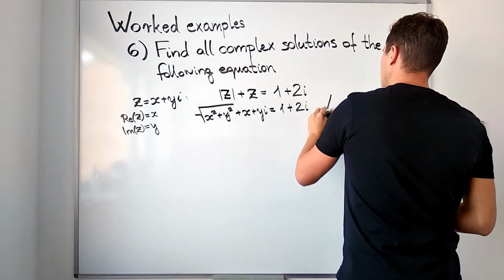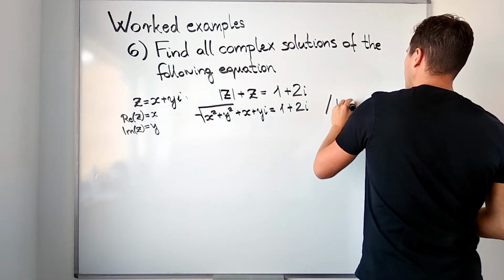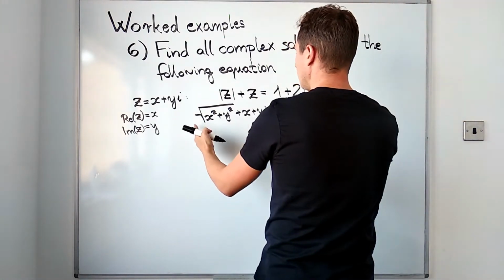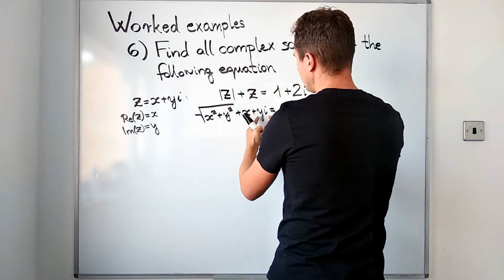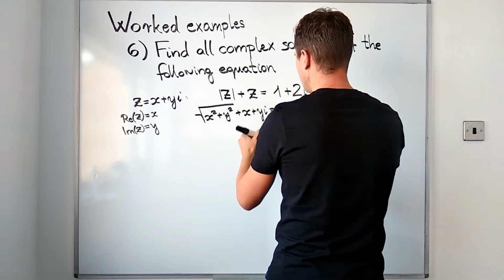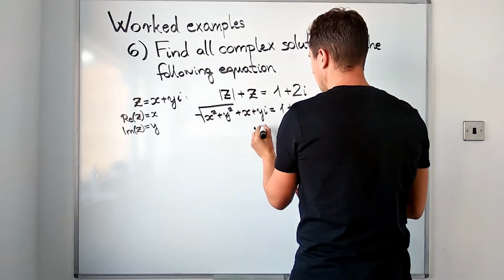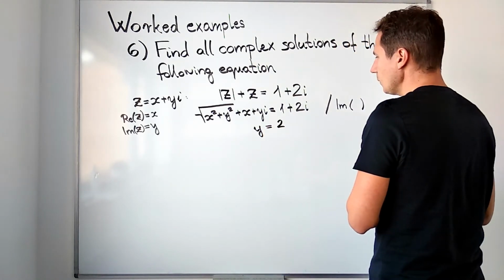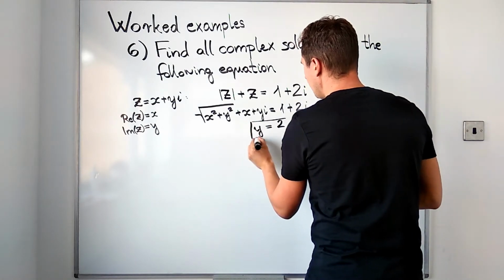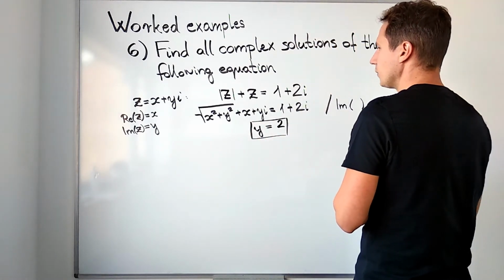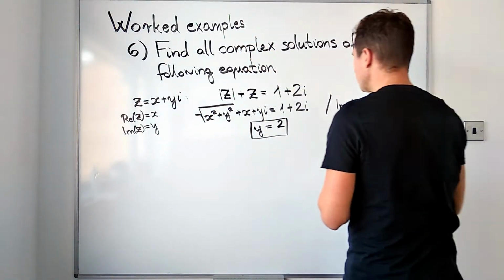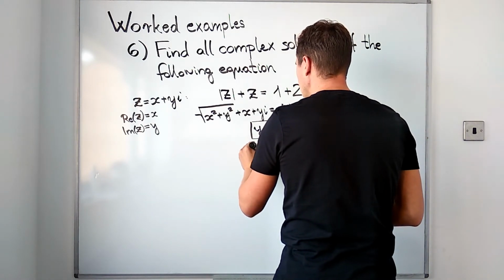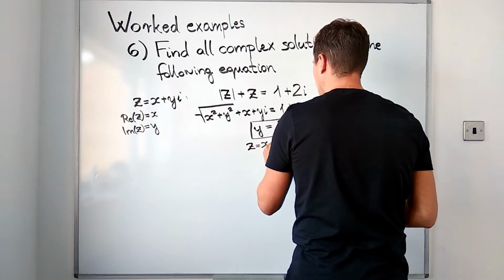Now first, let's take the imaginary part of both sides. On the left-hand side, the only term containing i, the imaginary unit, is this one, y, which is the imaginary part of the left-hand side, and of the right-hand side, it's the number 2. Just by taking the imaginary part of this equation, we have found the imaginary part of the solution, that's 2. So from now on, we can calculate with z being equal to x plus 2i.